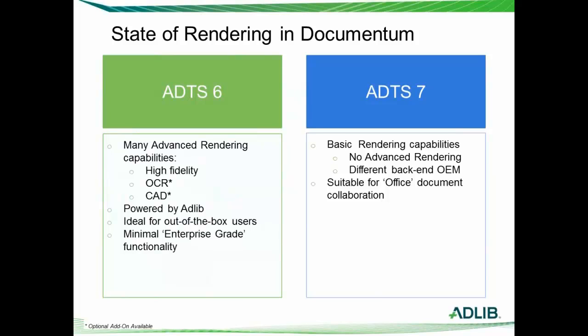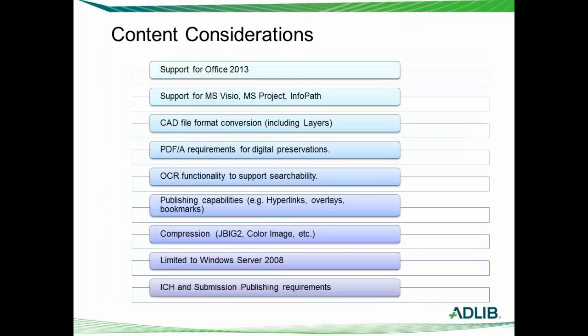So it's really good for office-type documents and basic collaboration, but it's not so useful when you look at more complex scenarios. So really you need to be considerate of a number of different content issues. So things like support for the latest version of Office, support for file types like Visio, InfoPath, CAD is a big issue, PDF/A versus PDF, OCRing, being able to support searchability or findability within your information. Things like compression is increasingly becoming a consideration for organizations suffering from sort of infobesity, or excess of information. How do you get all this information within your Documentum environment? How do you manage that content in a way that is suitable and robust?